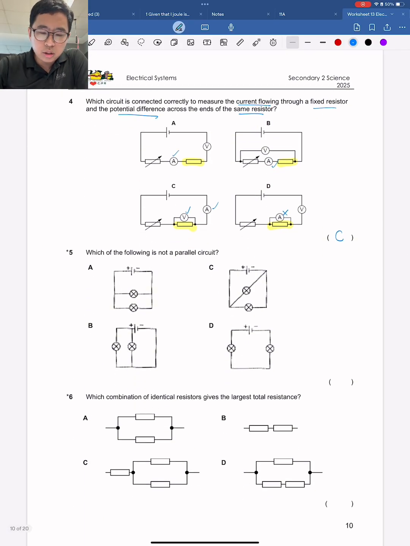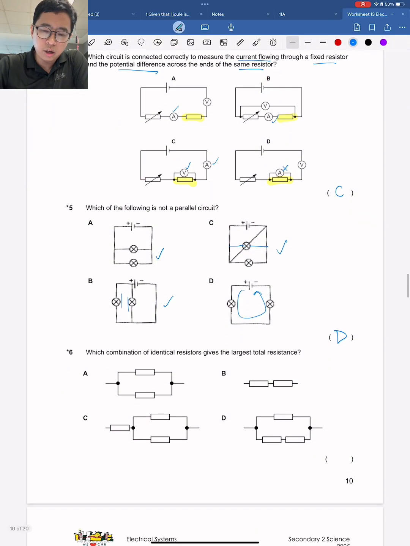Which of the following is not a parallel circuit? This is a parallel circuit, quite easy to see. I think this one you can also see that it's parallel. This one, if we redraw it in this manner, you can see that it's similar. This one is not. This one has one specific path, so this is in series. So D is not a parallel circuit.